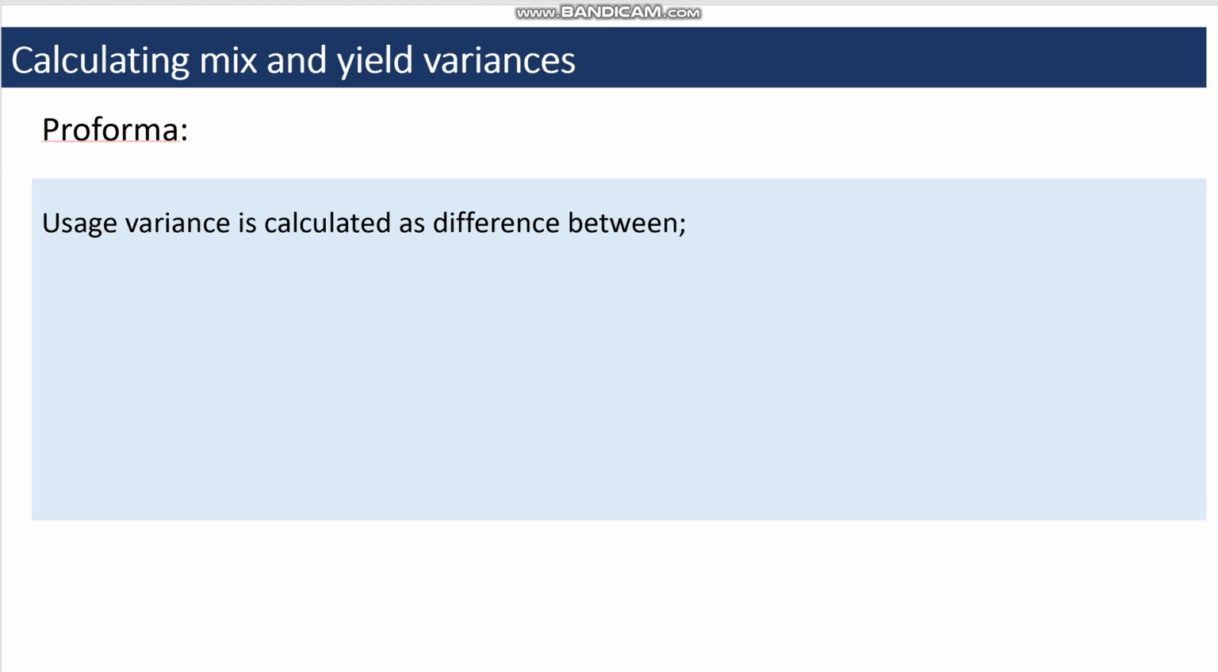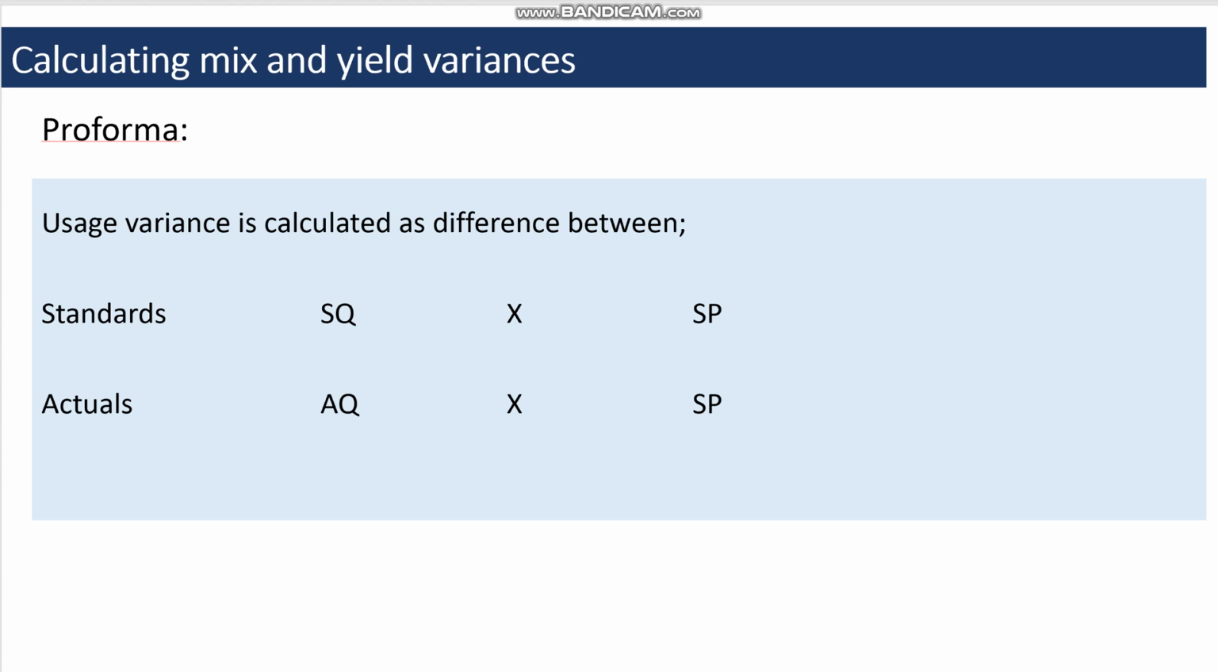As you are already aware, and you learned it in your previous basic courses of management accounting, mix and yield variances are sub-analyses of the material quantity or usage variances. So we actually start with the usage variance to build onto the pro forma of the material mix and yield variances. So starting with the material usage variance, which is the difference between standard quantity and actual quantity.